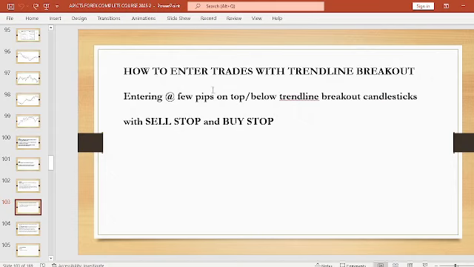Now, this is what I'm trying to tell you: how to enter trades with trend line breakouts. Enter a few pips on top of or below the trend line breakout candlestick with a sell stop or buy stop. So what I mean here is that the candle that breaks the trend line, enter a few pips on top of it if it is bullish, or below it if it's bearish. That candlestick, just set your pending order, sell stop or buy stop.